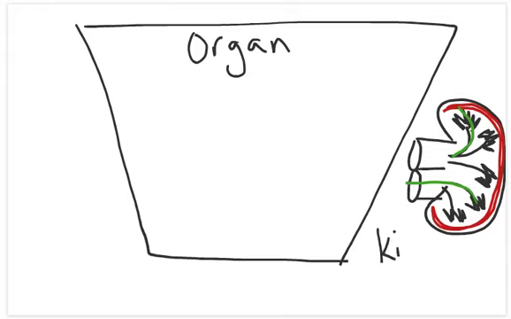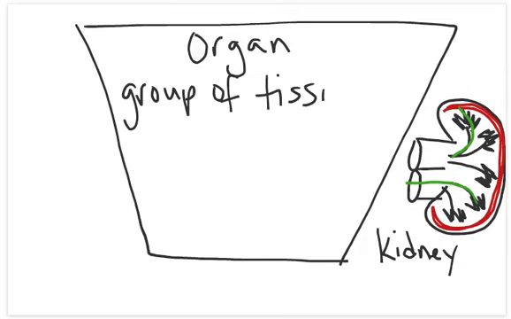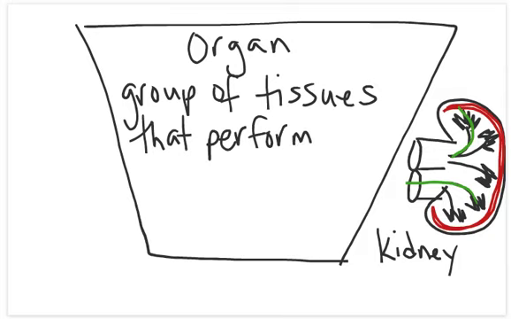Alright, so this is a kidney. Kidney. Alright, now, organs. What are organs? Well, organs are basically just a group of tissues that performs a specialized job in the body. And it could be made up of several different kinds of tissues.